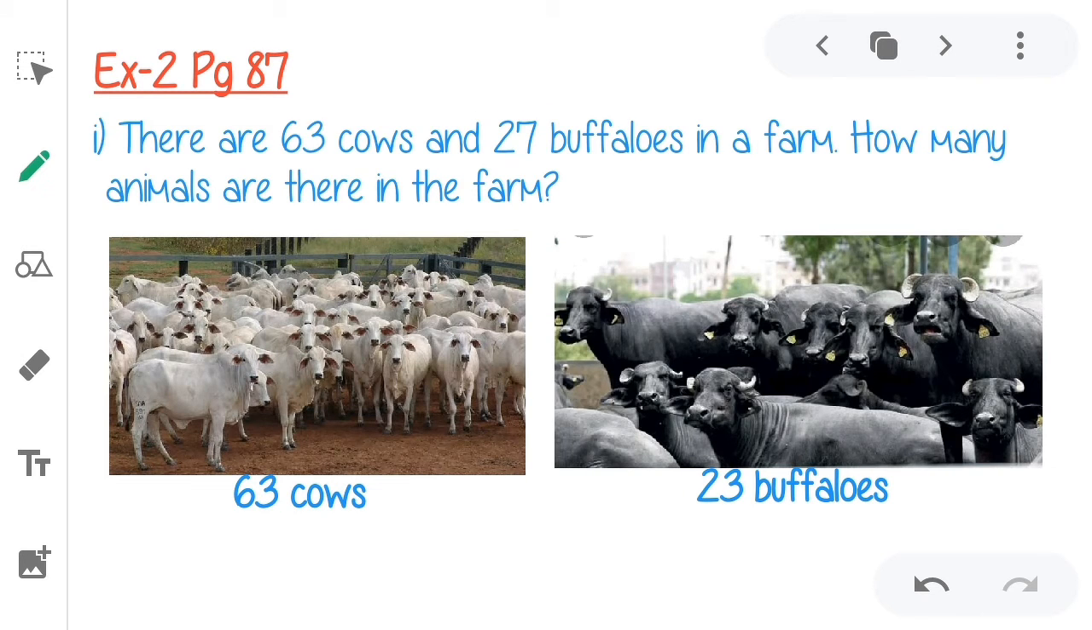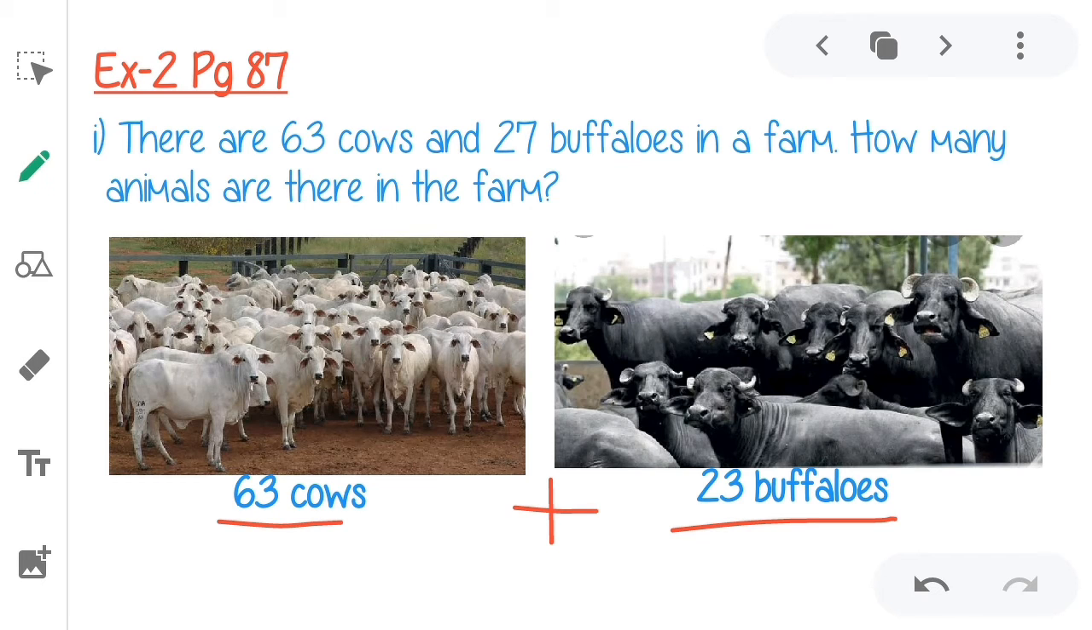Now let us solve one story sum related to this topic. This question has been taken from page number 87, exercise 2 of your maths time book. We will solve question number 1. The question says, there are 63 cows and 27 buffaloes in a farm. How many animals are there in the farm? So here children, we can see there are 63 cows and 27 buffaloes. So if we have to find the total number of animals, we will add 63 and 27.